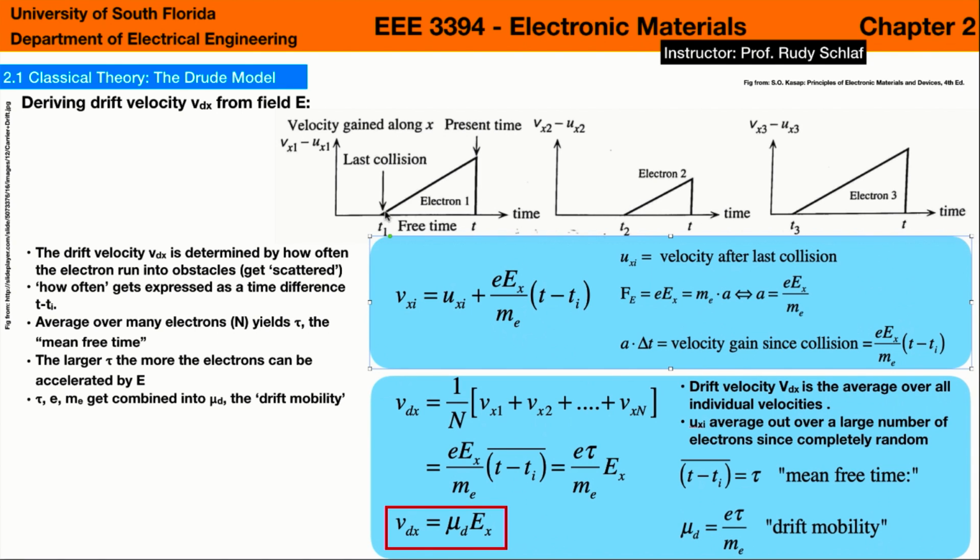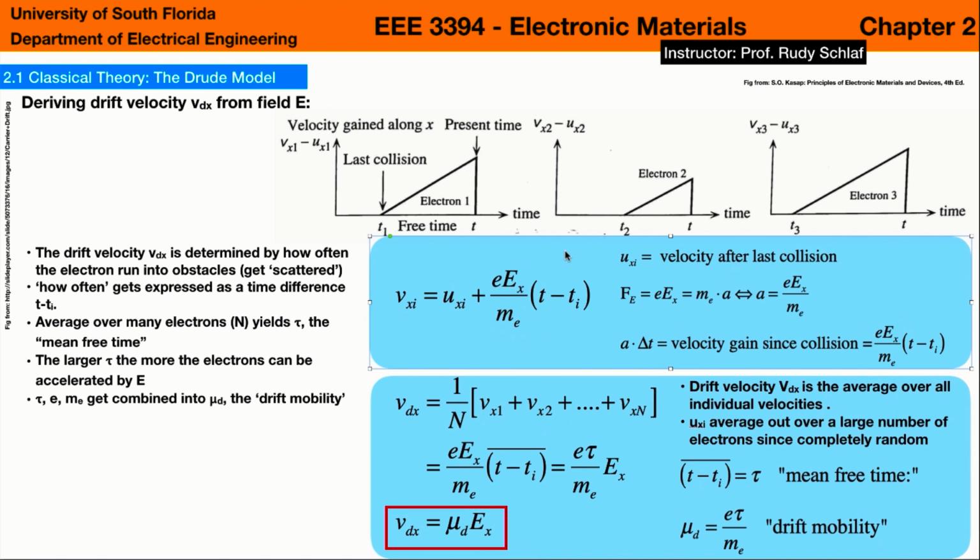And then the electrical field will accelerate it, and then the electron will hit the next obstacle and again have a random velocity u_xi. The other electrons will do similar things, but with different magnitudes. So in the end we will have to average over all electrons in order to calculate the drift velocity. But let's look at just one single electron. Let's calculate its velocity. So after the last collision we have the velocity u_xi, and then we add the velocity that the electrical field imparts on the electron after that collision.